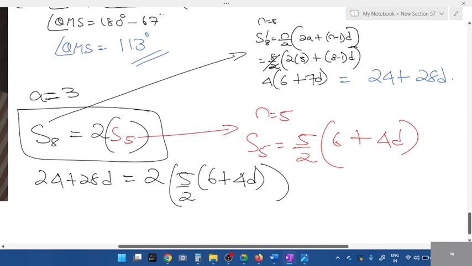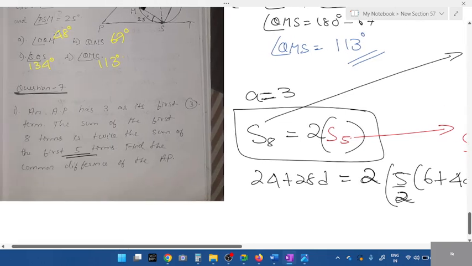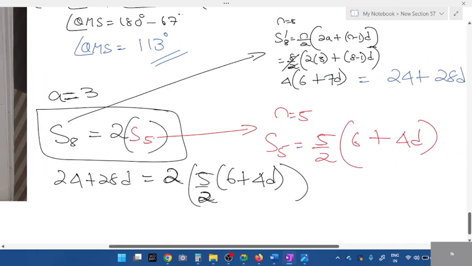In order to cancel this 2, that's the reason they have given 2 outside twice. Remember this concept. As you solve, you should understand. Sometimes if you miss out this 2, you'll try to multiply and you'll get a different answer. Definitely this 2 will get cancelled out. So 24 plus 28d is equal to 5 sixes are 30 plus 5 fours are 20d.